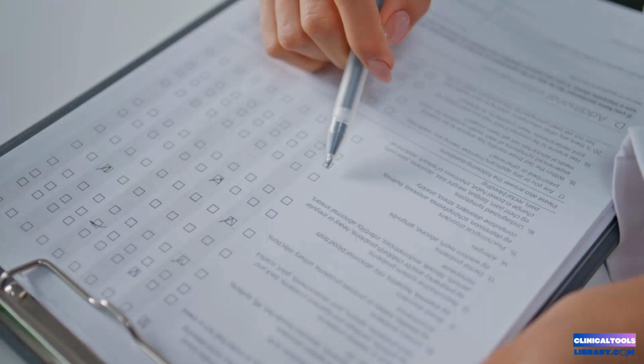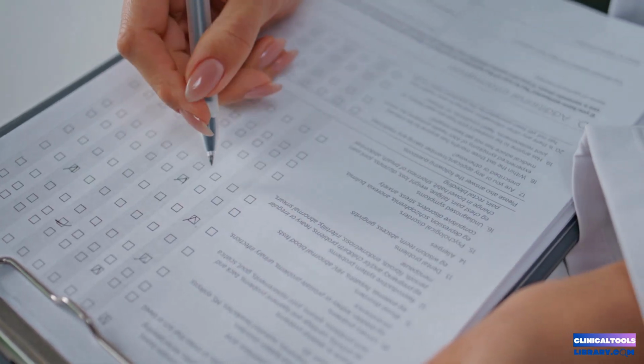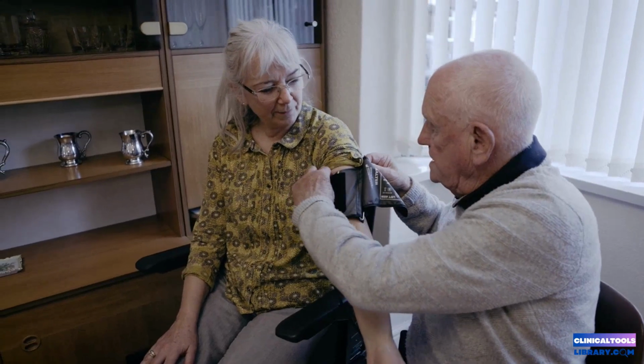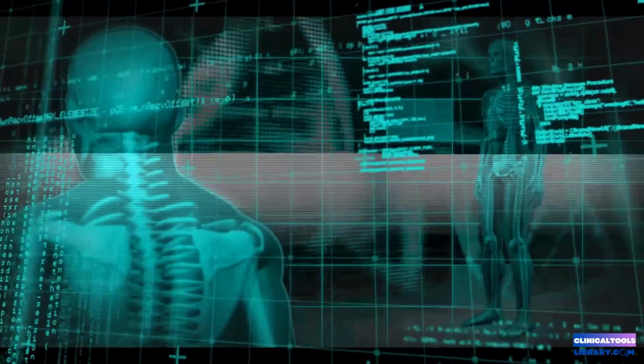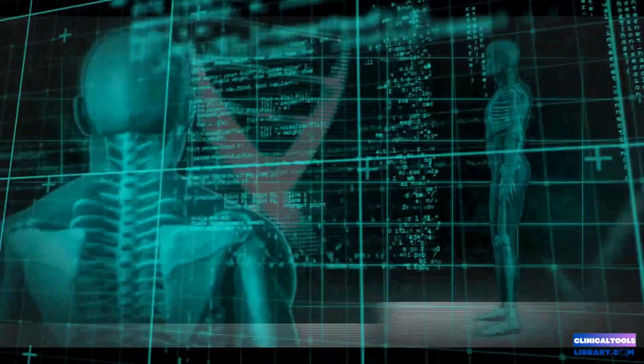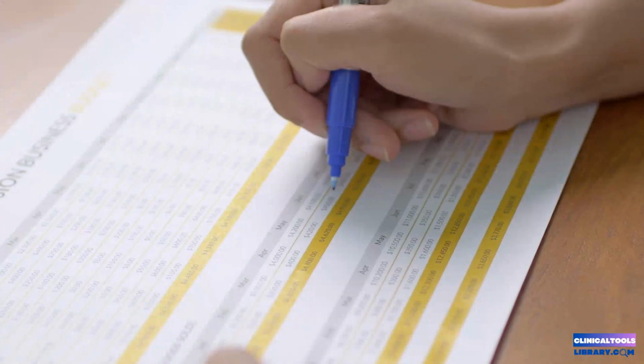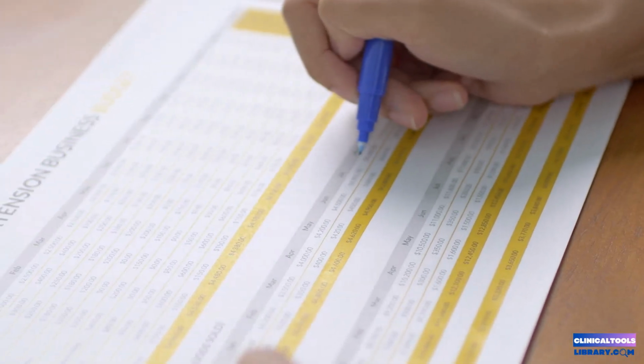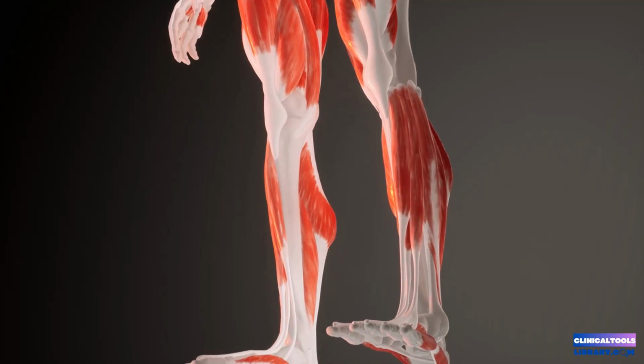The Frailty phenotype is indicated primarily for older adults, typically those aged 65 years and above, who are at risk of functional decline. It is most useful in geriatric clinical settings, where the identification of frailty can guide interventions to prevent adverse outcomes such as falls, hospitalization, and mortality.